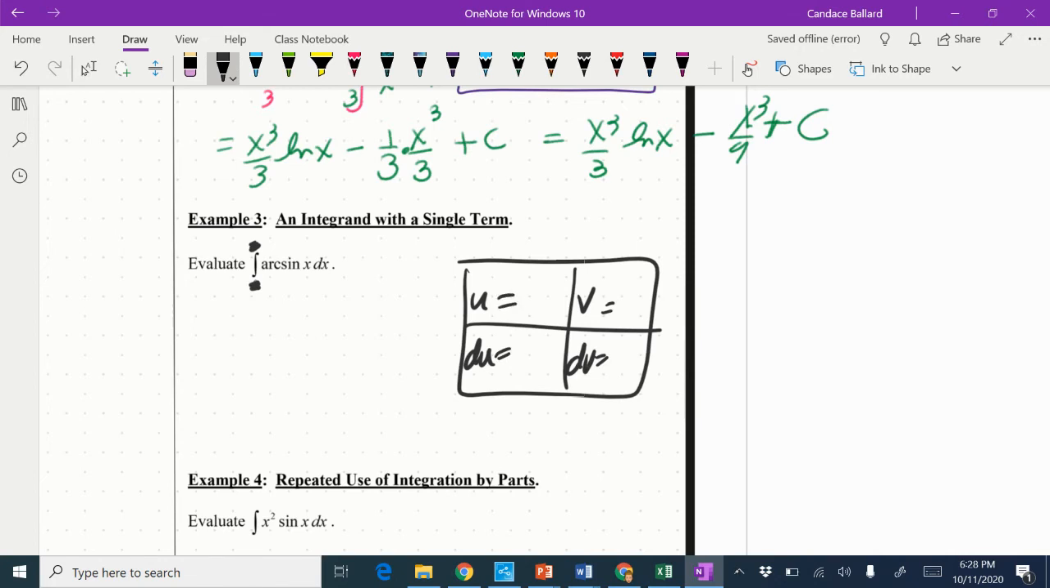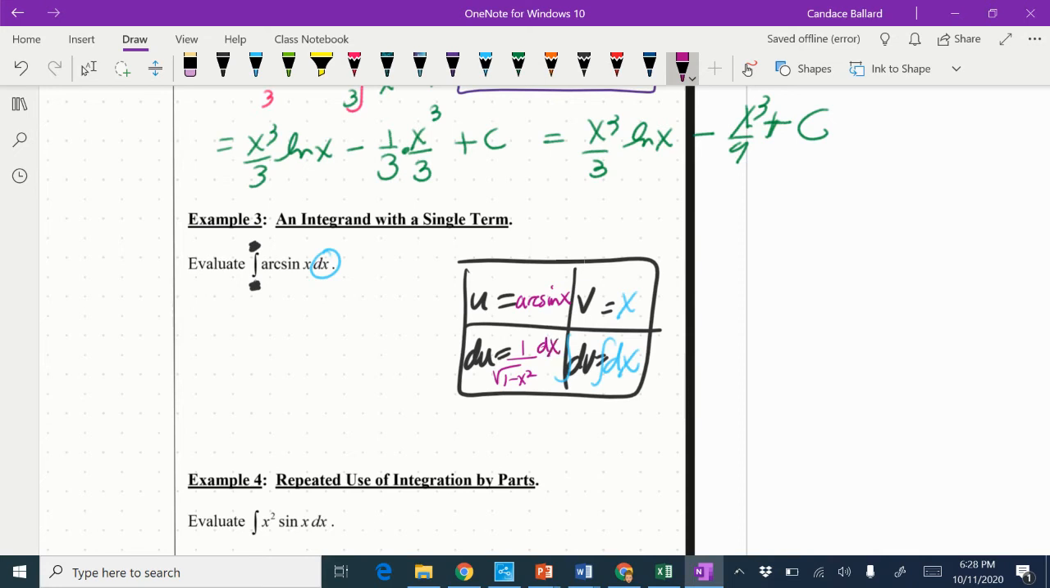So if I'm going to put it in dv, I want to pick the most complicated thing I can put in there, but I have to be able to integrate it. I do not know how to integrate arcsine. Okay, so I'm only going to be able to put dx here. When I integrate dx, I know that I get back to x. All right, so arcsine has to then be my u. So arcsine x is going there. We know the derivative of that is 1 over the square root of 1 minus x squared dx.